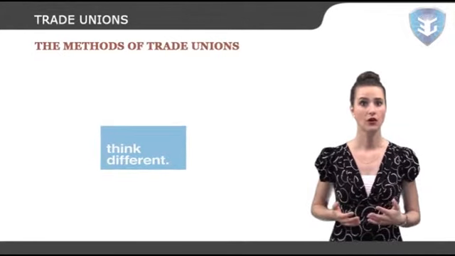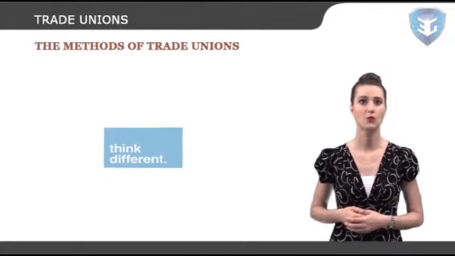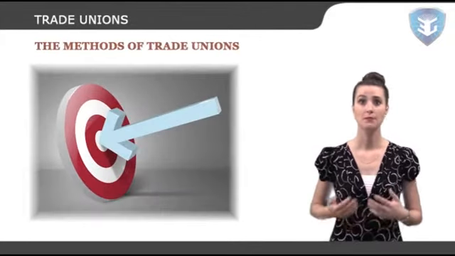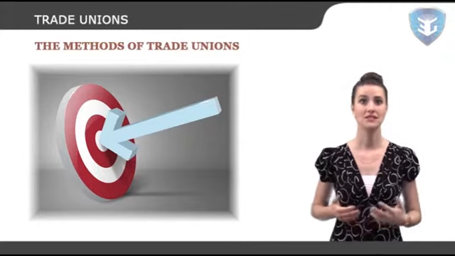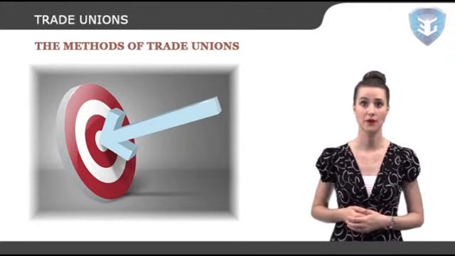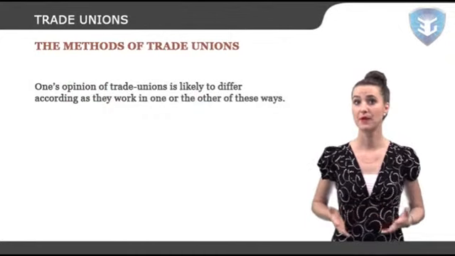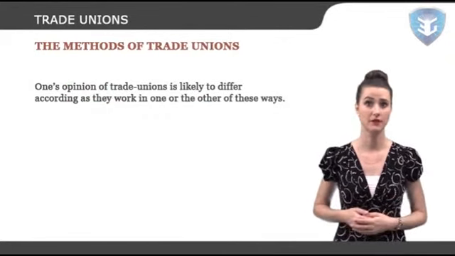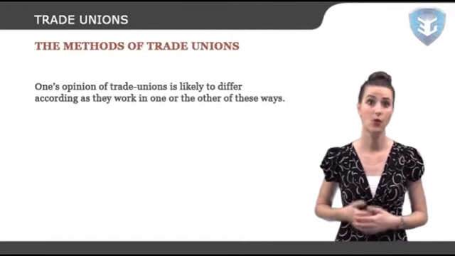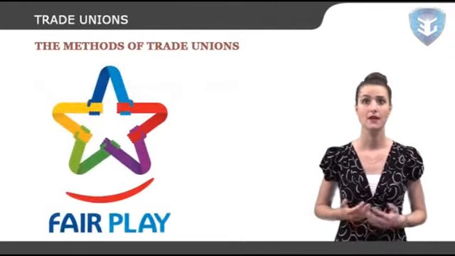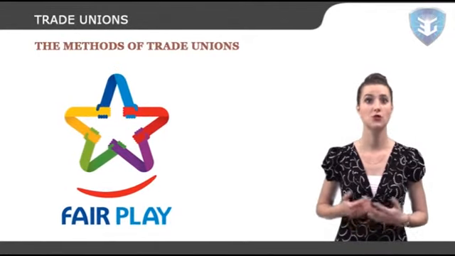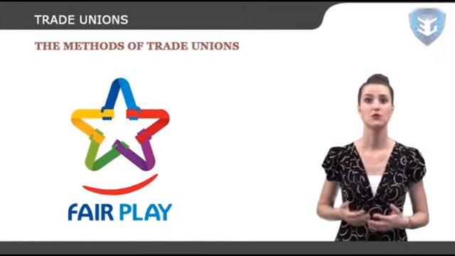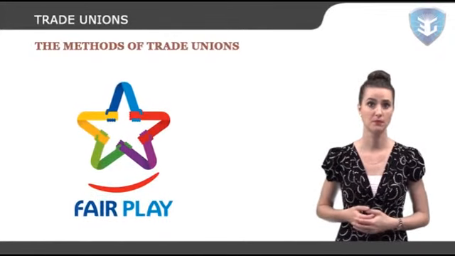A sense of wrong is one of the strongest forces to bring the workers into the organization. The appeal to a common interest is effective in times of great grievance, as it was effective in the dangerous times of the American Revolution, though failing during the Confederation. One's opinion of trade unions is likely to differ according as they work in one or the other of these ways. The impartial onlooker sympathizes with the efforts of the trade unions insofar as they serve merely to put the workers on equality with the employers in bargaining.